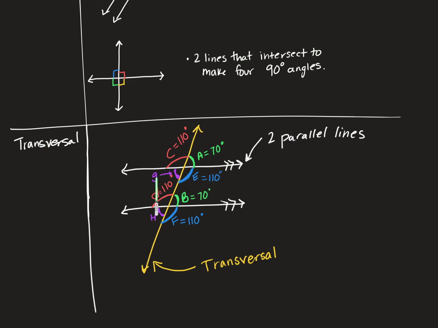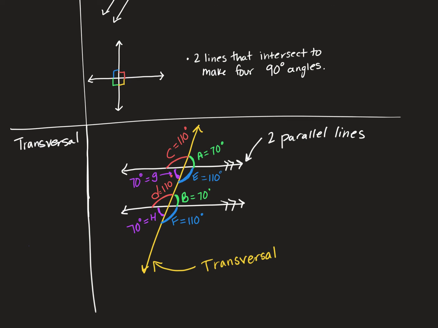So what is the measure of angle G? If it's across from angle A, or if it's vertical to angle A, what's the measure of angle G? What does G have to equal? If it's across from angle A, that means it has to equal 70 degrees as well. And since angle G and angle H are corresponding, that means that H is also 70 degrees. Or we can just look at angle H, it's vertical to angle B, 70 degrees.